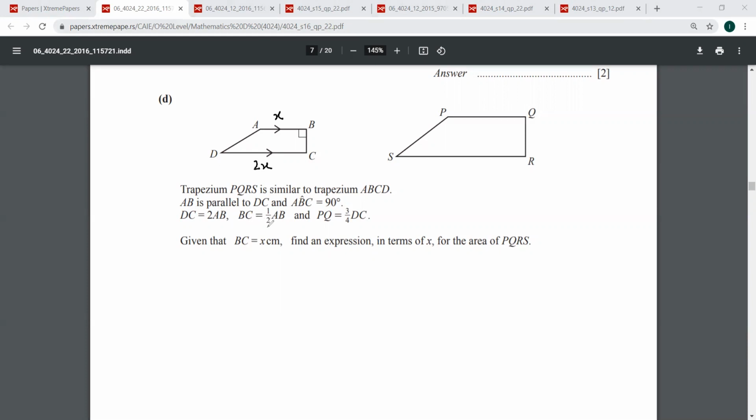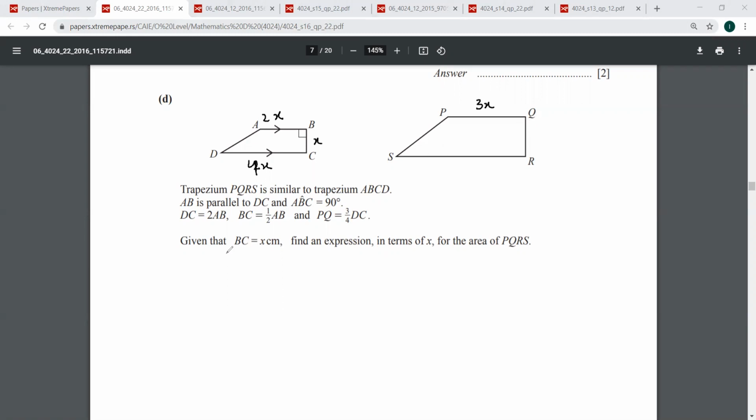And BC is half of AB. BC is half of AB. Let me keep this as X. This will then be 2X and this will now be 4X. And PQ is 3/4 of DC. That means this would be 3X. It's fine now. Okay.